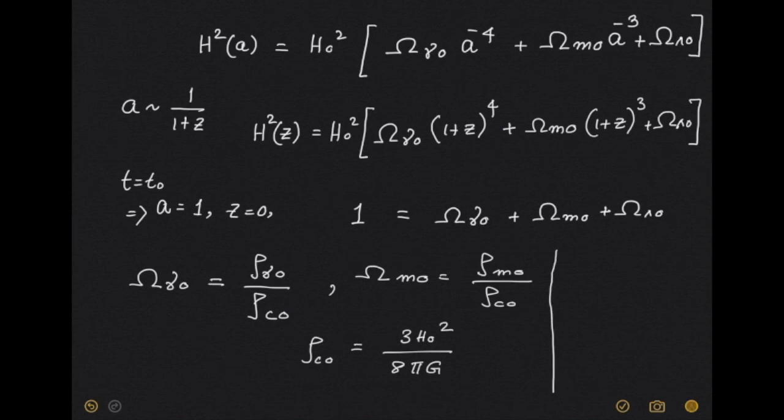Let me also give you the values of these parameters. I'll ask you to look at the value of this. This is very small. We'll actually calculate that. This is about 0.3, and as I said, the first one is very small, so this has to be around 0.7. Okay, so these are the most important equations of the standard cosmology.